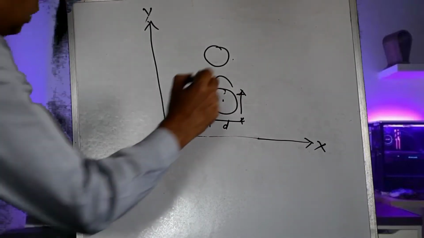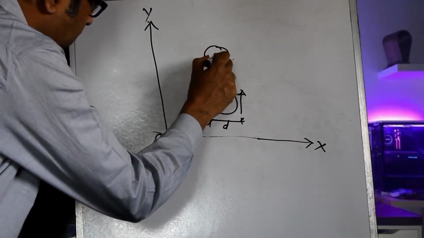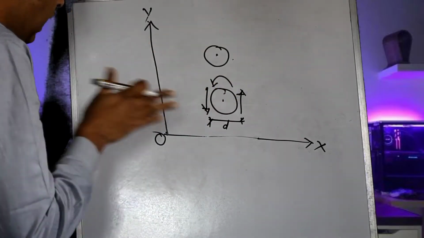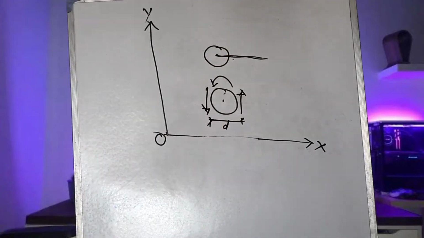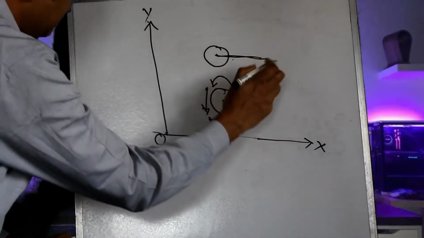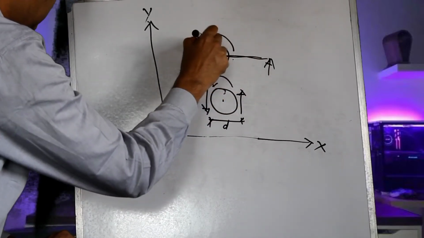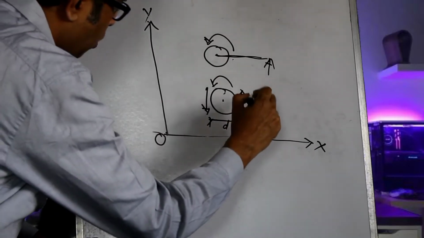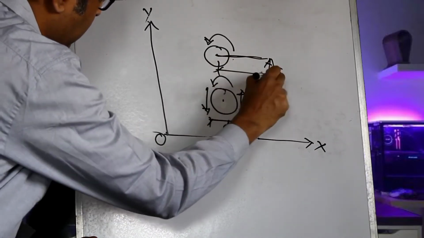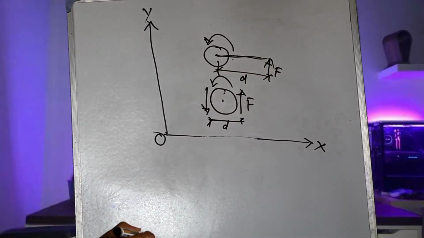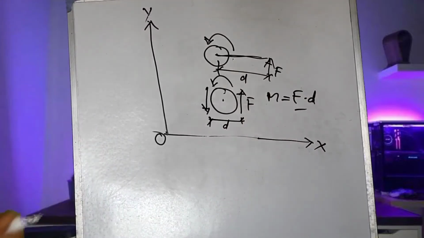Similarly, a moment can also be generated if the ball is translationally restrained. It's not allowed to move translationally in any direction, but it's free to rotate. If you attach a lever arm to that ball and apply a force in this direction, this would make the ball rotate about this axis. In both these cases, if the force is F and it's separated by a distance d, the moment would be represented as the product of force and distance.